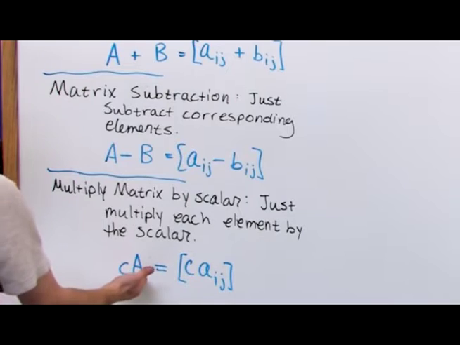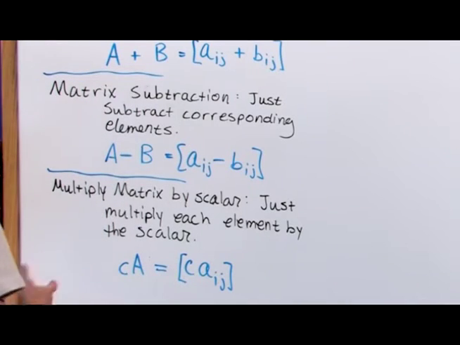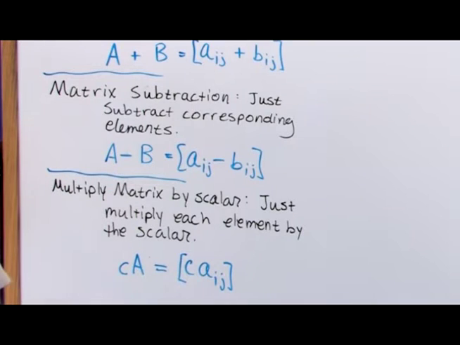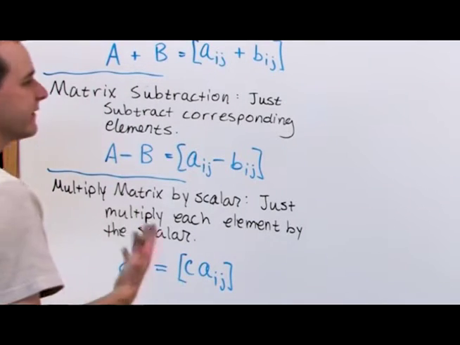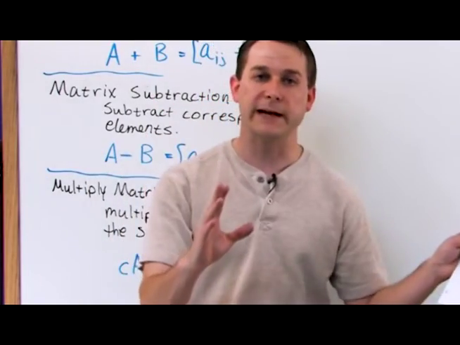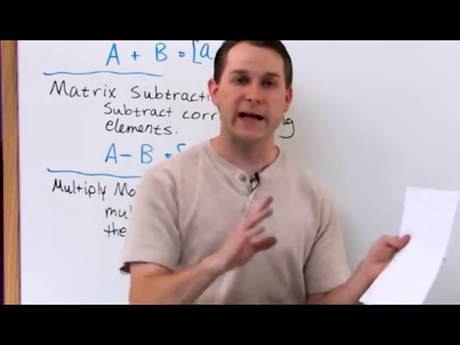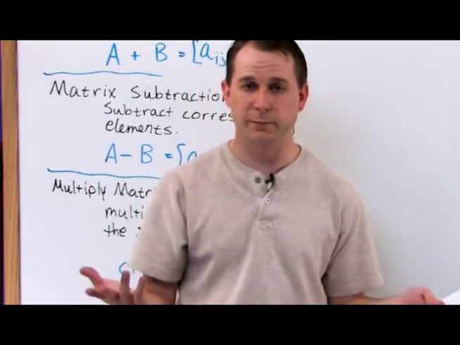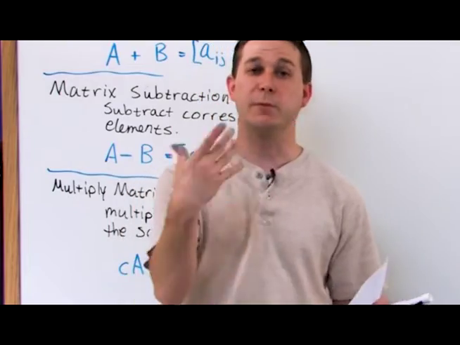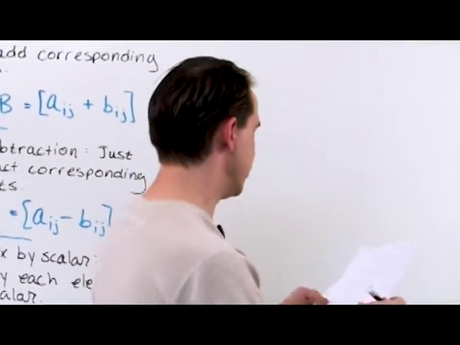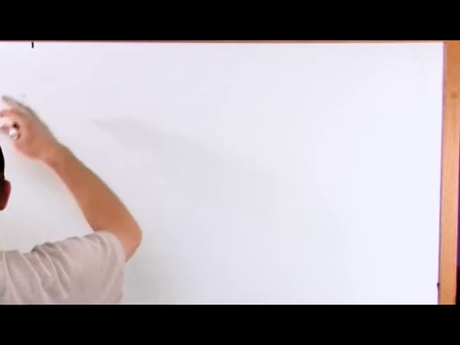To multiply a matrix by a scalar, you multiply every element by that number, just like this. So adding and subtracting matrices and multiplying by a scalar is very, very simple. You look at the corresponding elements and do the addition or subtraction element by element. If you're multiplying by a scalar, which is a number, you look at every element and multiply it by that number, okay?